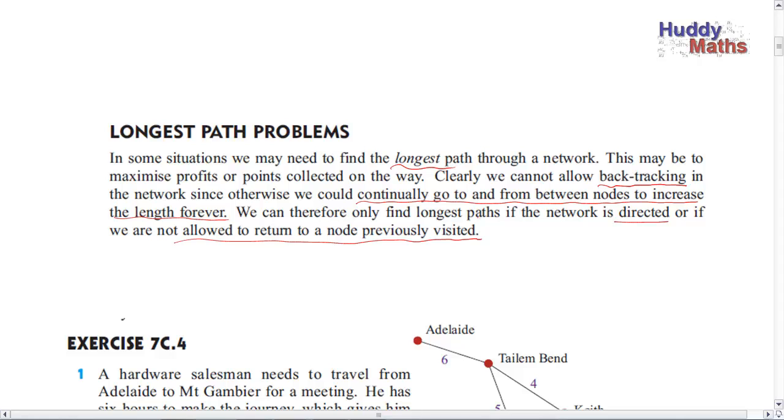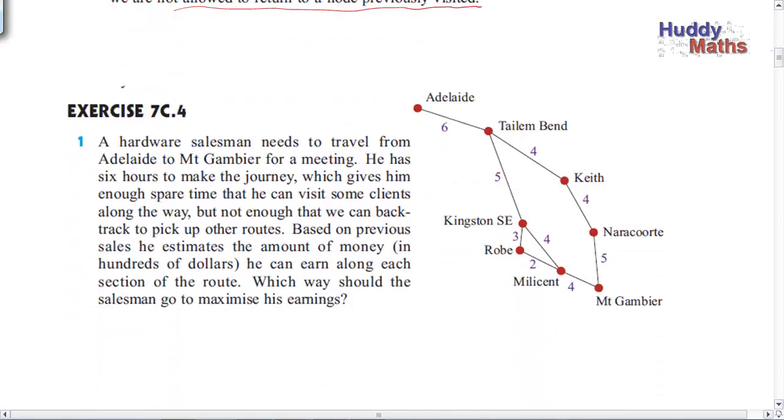Okay, so what I want you to do in this next one is to actually do it by trial and error. So come down, let's have a look at the problem. A hardware salesman needs to travel from Adelaide to Mount Gambier. Here it is for a meeting. And based on previous sales, he estimates the amount of money he can earn along each section of the route. Which way should the salesman go to maximise his earnings? So you don't want to go backtracking. You want the longest path through the most towns, but not going over the same points.